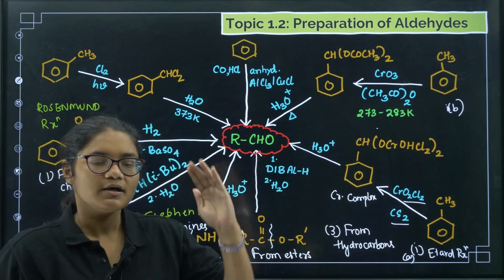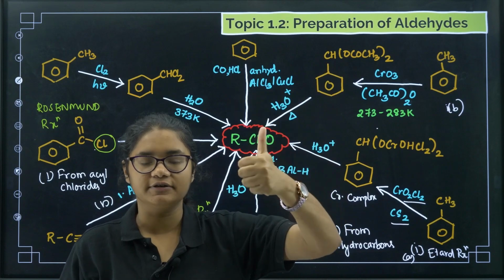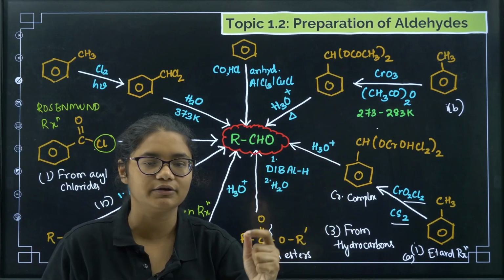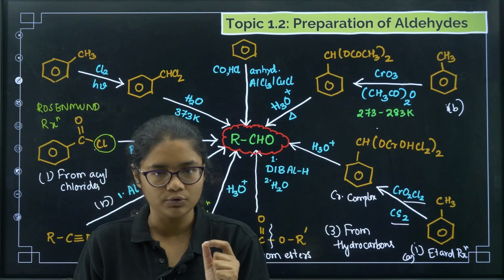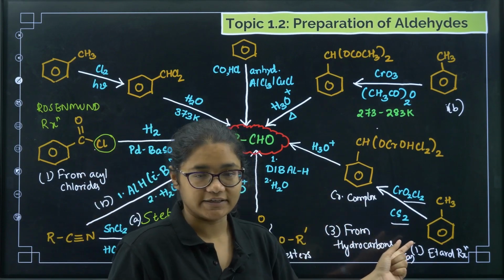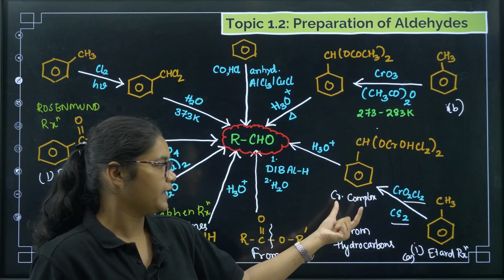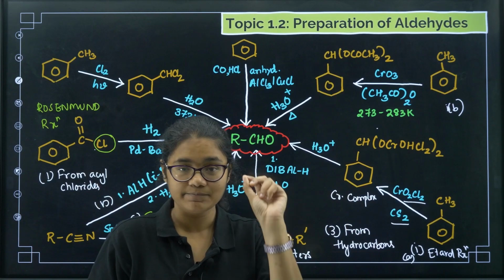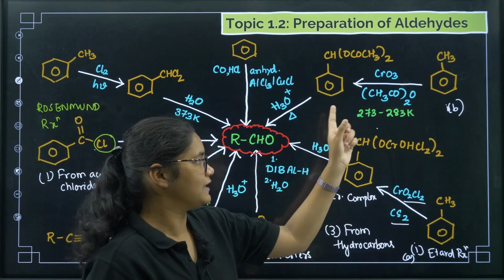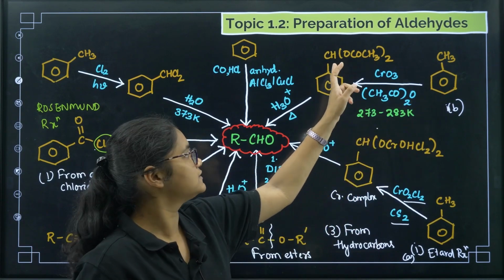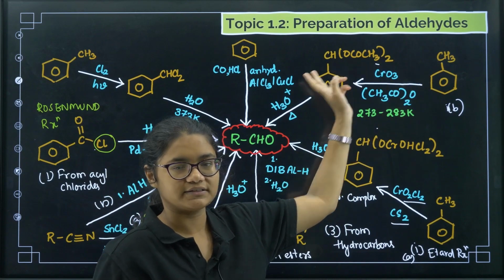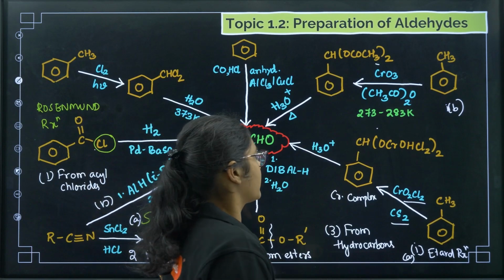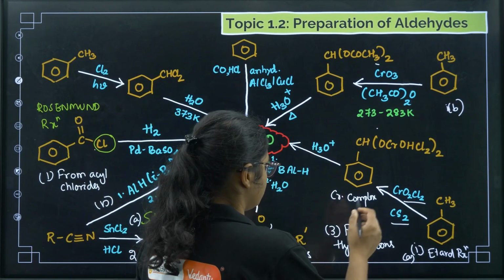So remember, under from hydrocarbons we have first from methylbenzenes. Under methylbenzenes, one is the Etard reaction, where you have to use CrO2Cl2 in the presence of CS2, then you get a chromium complex, and then you do hydrolysis. Another one is you take methylbenzene and treat it with CrO3 in the presence of acetic anhydride. So you will get CH(OCOCH3)2, and then just do hydrolysis to give you RCHO. This is done.